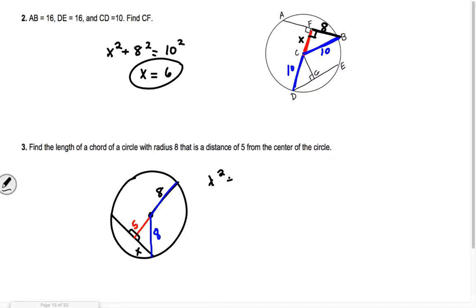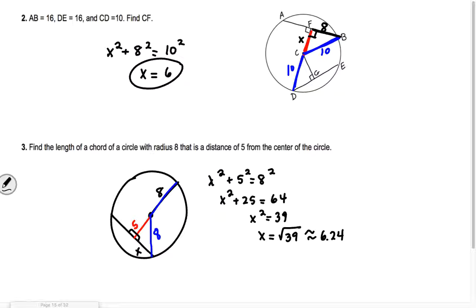So we're going to say x squared plus 5 squared equals 8 squared. So x squared plus 25 equals 64. What do I get there when I subtract it out? I'm drawing a blank. 49? No. 39? So x equals the square root of 39. Not 3 root 13, because 9 doesn't go into it. That would give us the 3. 6 point what?